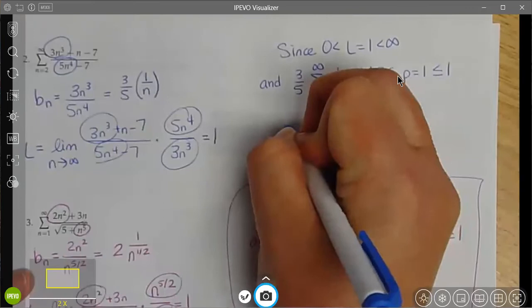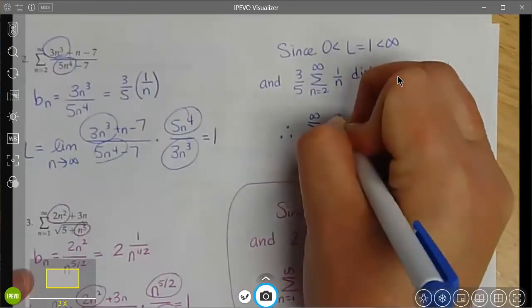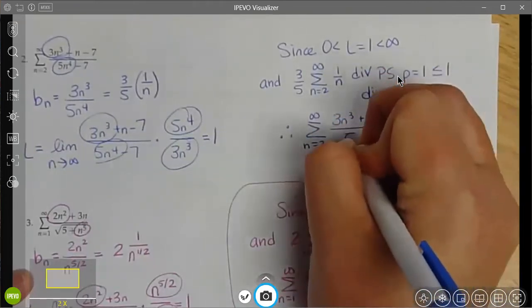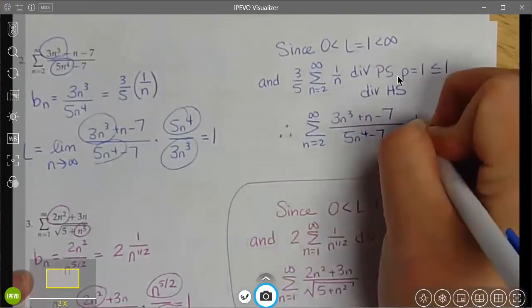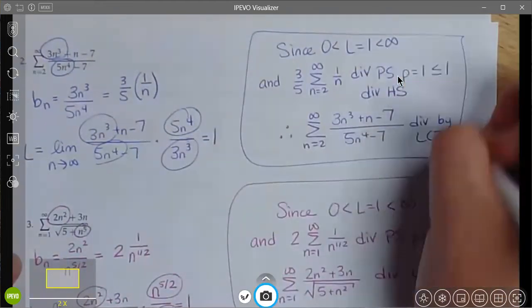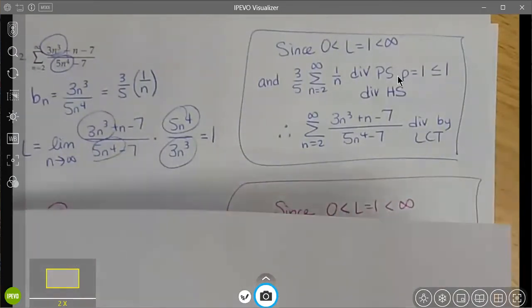So therefore, my original series, n equals 2 to infinity, of 3n cubed plus n minus 7 over 5n to the fourth minus 7 diverges by LCT. Okay, so there's my write-up. And then I want to do one other thing with this problem. I want to look at a slightly different choice for my b sub n.